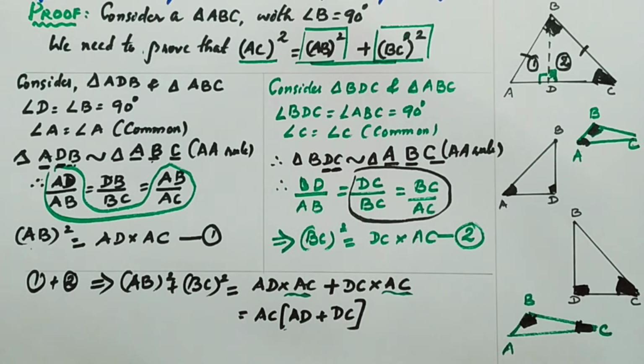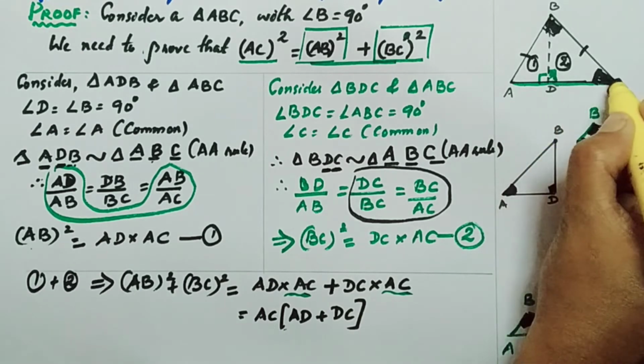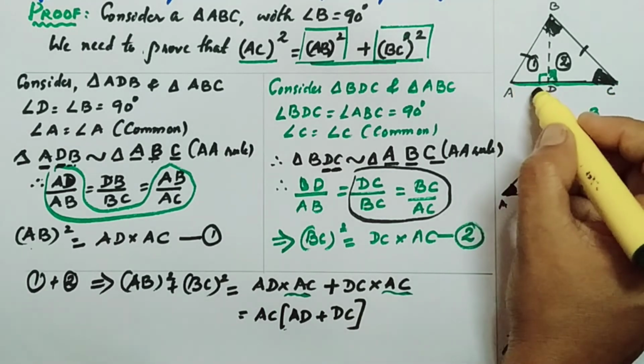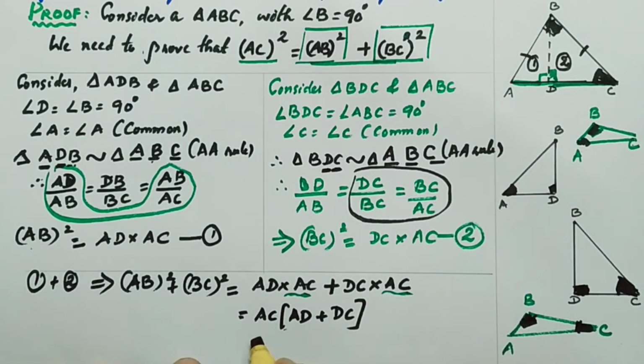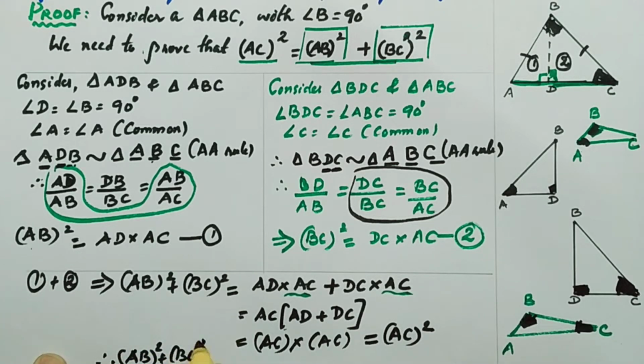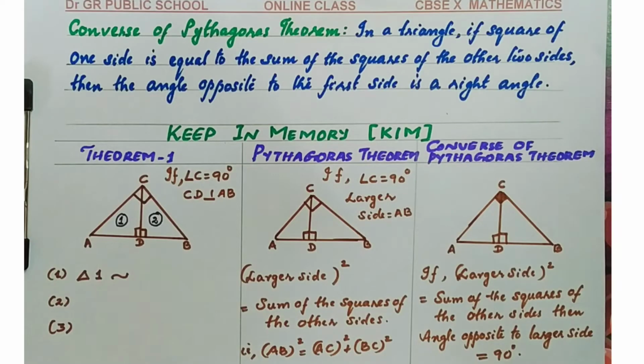Now, look at the original figure. What is AD plus DC? AD plus DC equals AC, the full length AC. So, AD plus DC can be replaced with AC, giving AC into AC, which is equal to AC square. Therefore, what can we write? AB square plus BC square equal to AC square, hence proved.